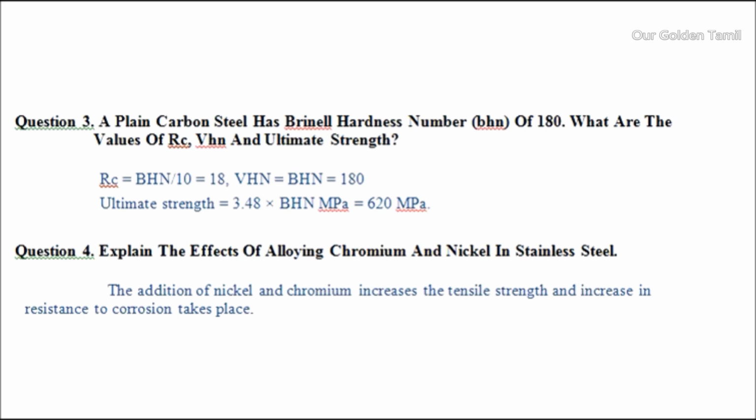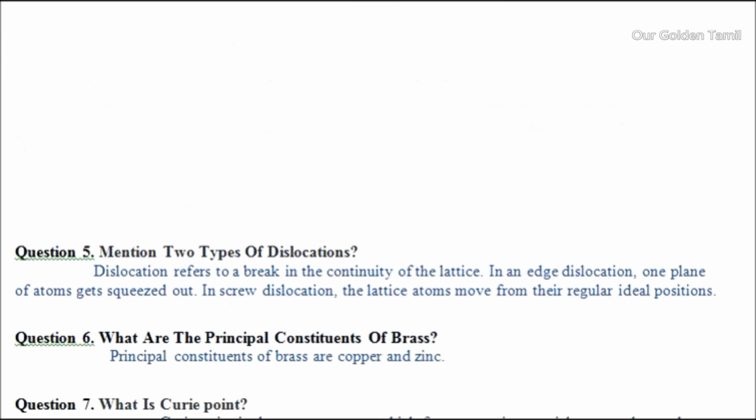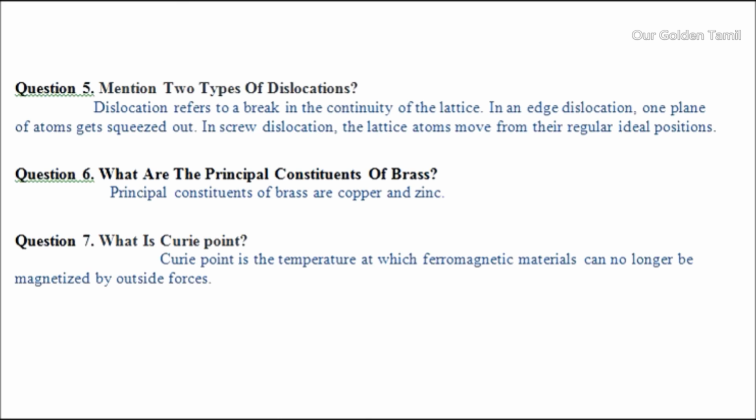The addition of nickel and chromium increases the tensile strength and increases resistance to corrosion. Question 5. Mention two types of dislocations. Dislocation refers to a break in the continuity of the lattice. In an edge dislocation, one plane of atoms gets squeezed out. In screw dislocation, the lattice atoms move from their regular ideal positions.